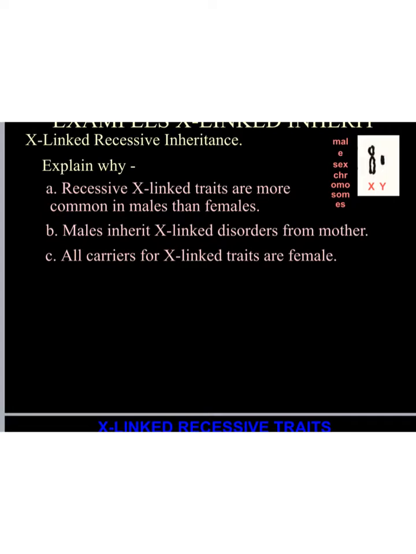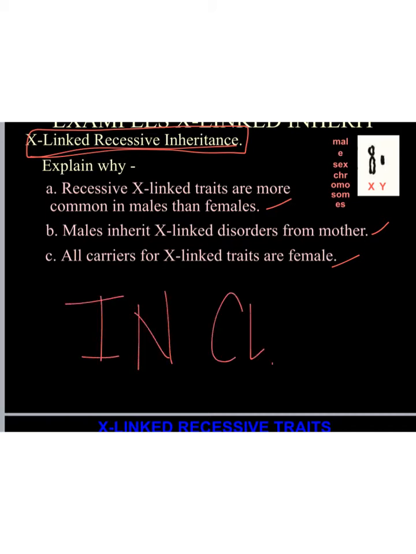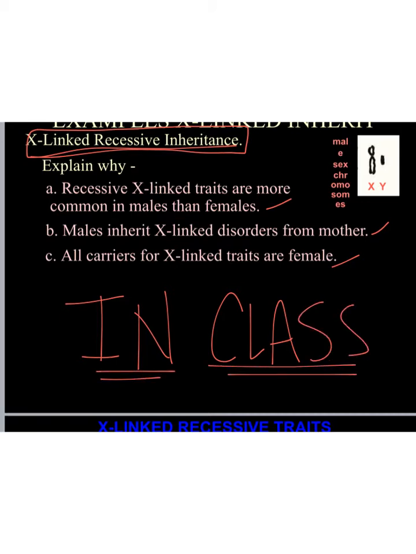Now, when we talk about X-linked recessive inheritance, there are three things that happen. Number 1, X-linked traits are more common in males than females. Number 2, males inherit their X-linked disorders from their mother. And number 3, all carriers of X-linked traits are female. We are going to discuss these three issues in class, and I want you to be thinking about why these things are true for X-linked recessive inheritance.